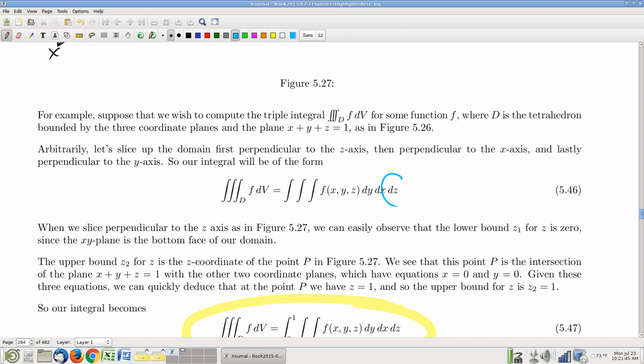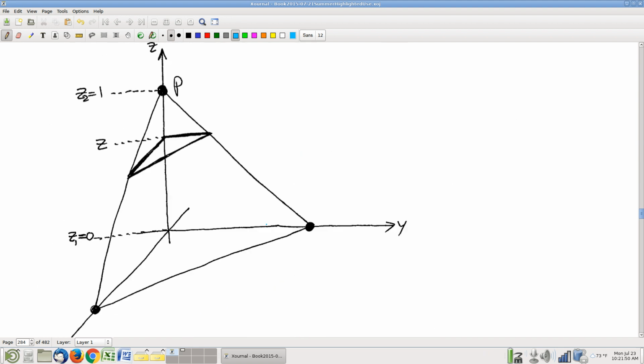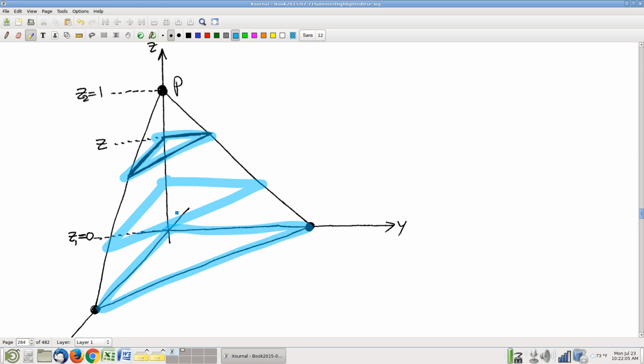So, starting with our z slices, what are the bounds on our z integral? Come up here. Here's what slices look like when you slice perpendicular to the z-axis, right? Not hard to argue that your first slice is down here, where z is clearly 0. Right? Your last slice, as these slices get higher and higher up here, the last slice is going to be right there. And now I say here that z is equal to 1 there. How do I know that z is equal to 1?